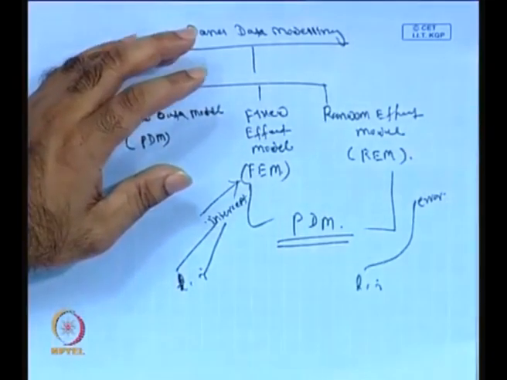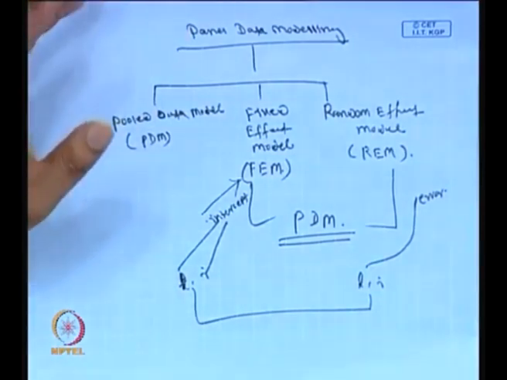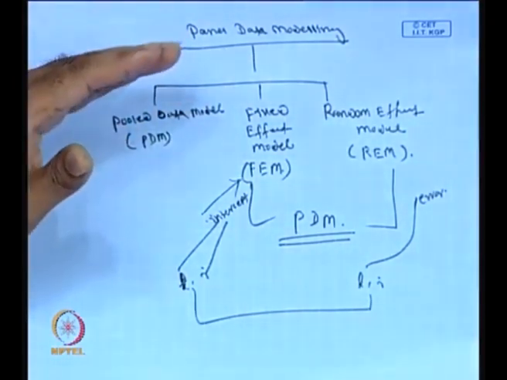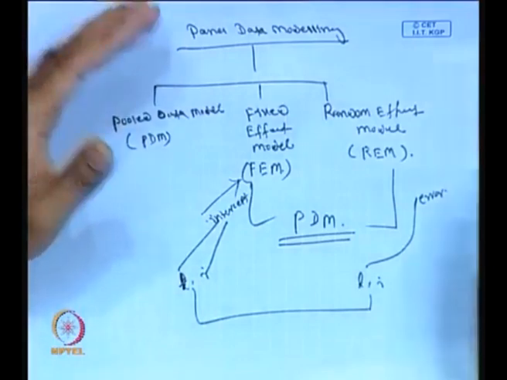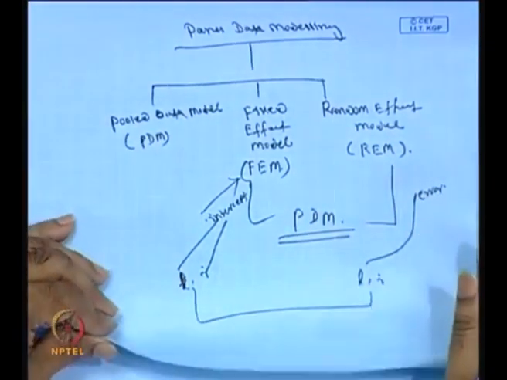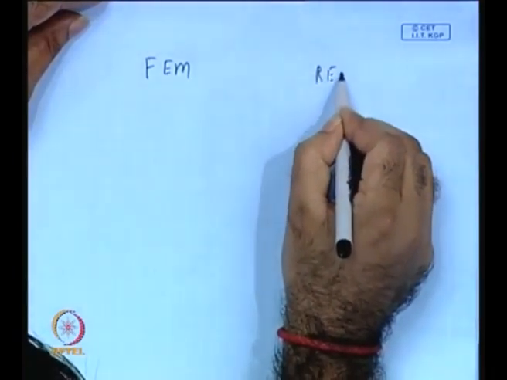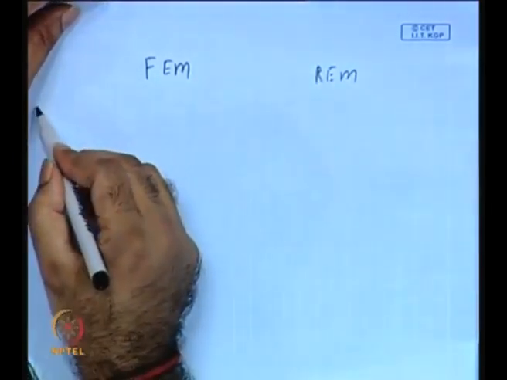So now we will see. These two, the fixed effect model and random effect model, are very important for this panel data setting. Before we go for the estimation, let me highlight the technical difference between these two, the random effect model and fixed effect model. This is called the fixed effect models and the random effect models. Now you see.